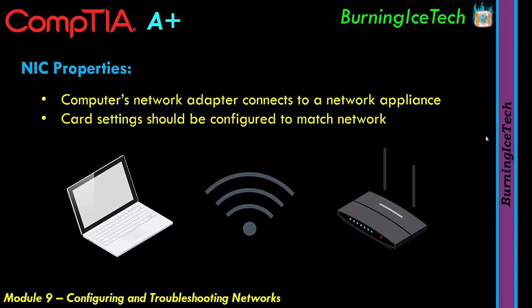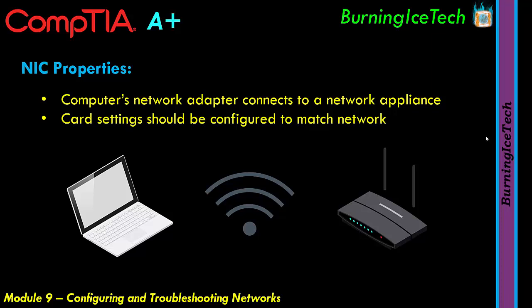Now, card settings should be configured to match your network. This applies to both physical cables as well as wireless networks. It includes, but is not limited to, things like your IP address, your subnet mask, and if you intend on actually leaving your household network or your company's network and going out to the internet, you're probably going to need something like a default gateway, and you're going to need a DNS as well. So all of these are things you need to go and look at. It's not limited to just that, but that's the main things.